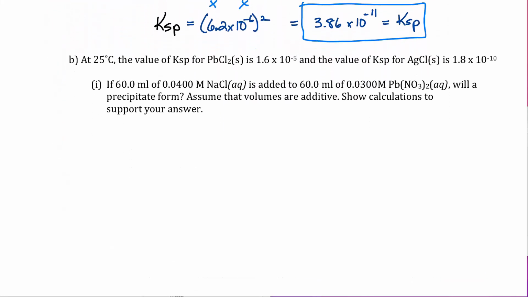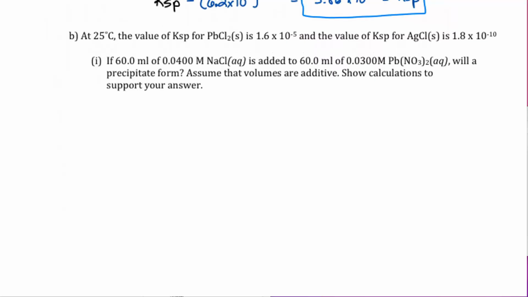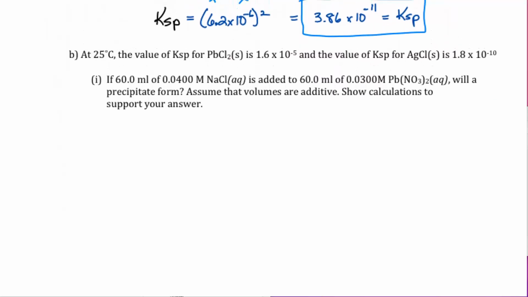And so now this question is, okay, now that we know what the KSP is, which is going to help us, they said at 25 degrees Celsius, which is good to know the temperature because equilibrium constants like KSP are temperature sensitive. The value of KSP of lead chloride is 1.6 times 10 to the negative 5, and the value for KSP for silver chloride is 1.8 times 10 to the negative 10.